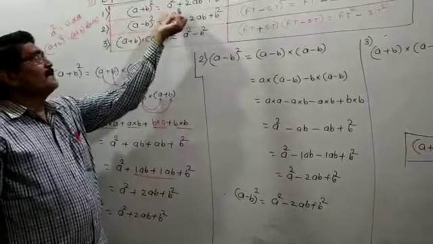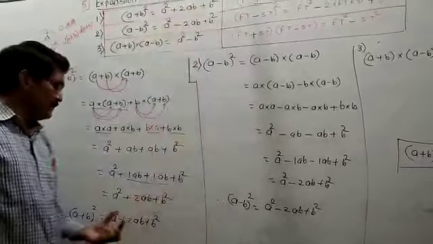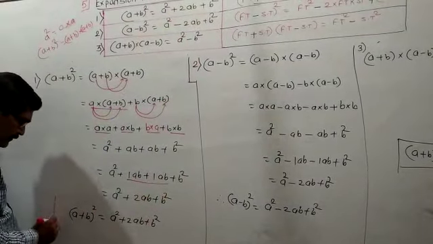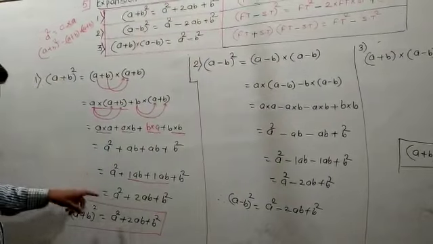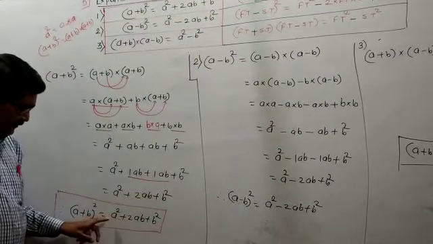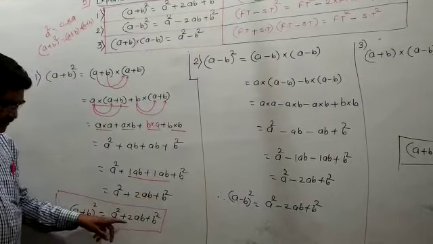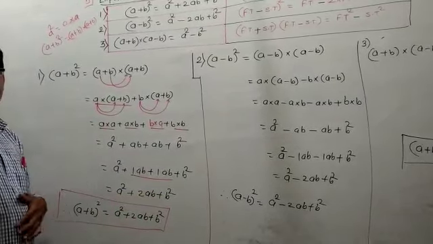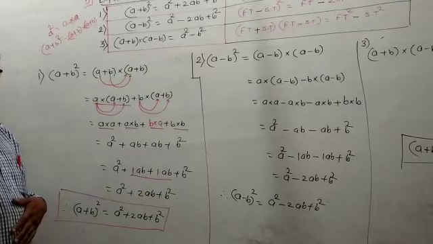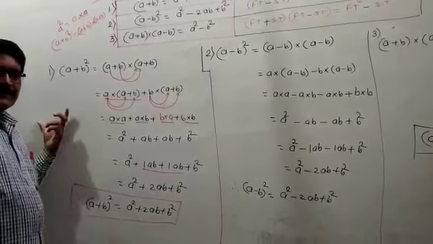Means (a plus b) bracket square is equal to a square plus 2ab plus b square. From that you will say that (a plus b) bracket square is equal to a square plus 2ab plus b square. This is the first basic identity. I think you understand these things.